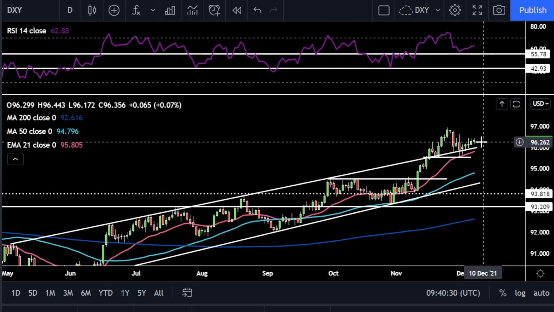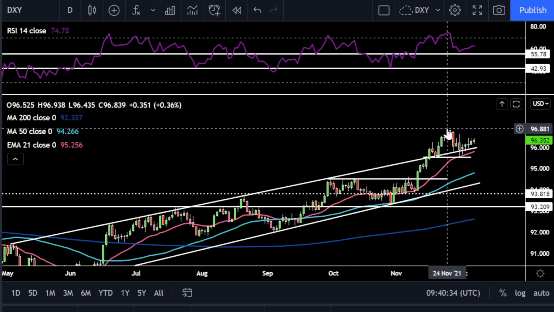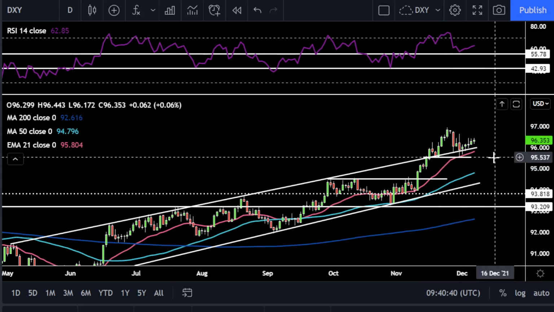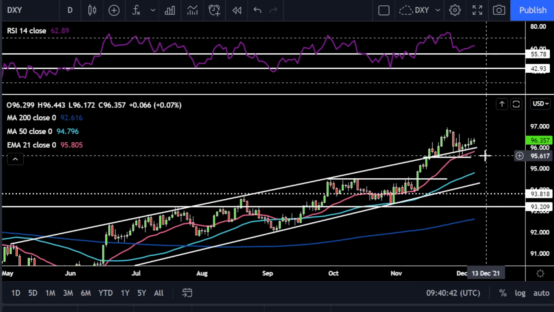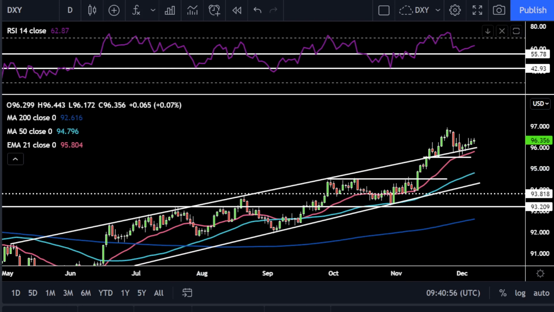In terms of targets, on the upside I'd be aiming towards this previous high here, just shy of 97, and on the downside, I'd be looking towards this 95.5 support line we saw here, which is just below that 21-day exponential moving average. Really it is dependent on the Omicron variant virus evolution path, as well as inflation on Friday, which will be the big ticket item for the US dollar.